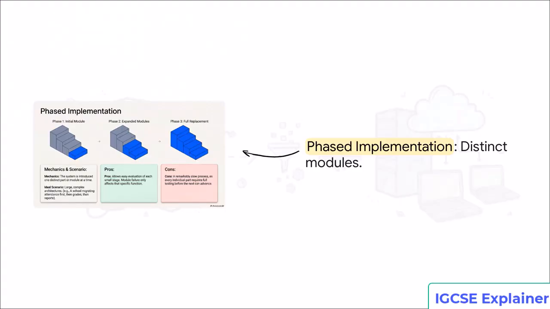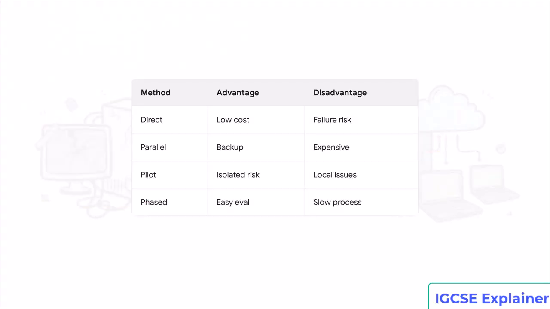The con, however, is that this is a remarkably slow process. Every individual part requires full testing before the next can advance. The ideal scenario here is large, complex architectures, like a school migrating attendance first, then weighting, then migrating grades, and finally report cards. Let's move on and see how this builds into a bigger picture.